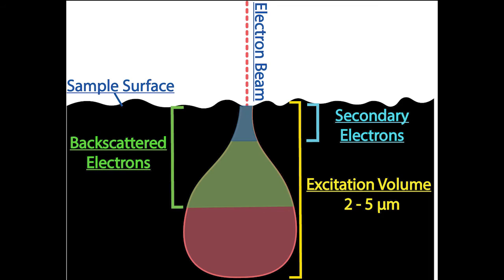This is because secondary electrons are formed with much less energy than backscattered electrons, so they can't escape the sample from very large depths. These low-energy secondary electrons are formed when the electron beam impacts an electron from an atom in the sample. Yeah, that's right.